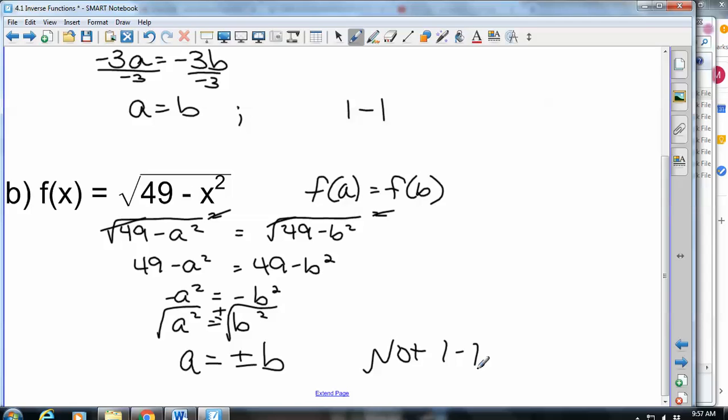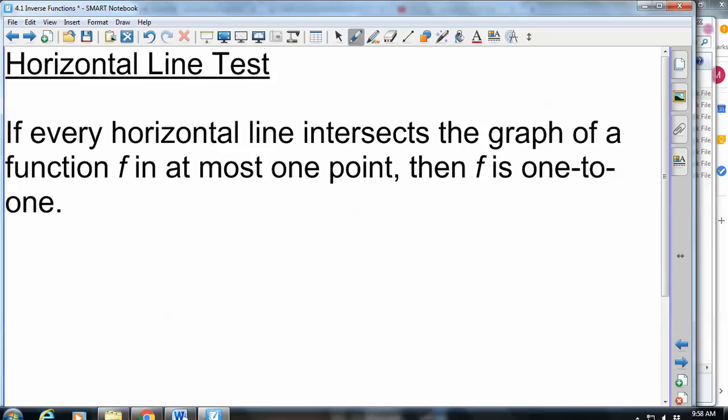We have an equation, but sometimes we just are looking at a graph. We know if it's a function, x doesn't repeat. So in terms of the graph, that means it passes the vertical line test. 1 to 1 means y doesn't repeat. So what do you think we would look at on the graph? Horizontal test. If every horizontal line intersects the graph in at most one point, that means it's 1 to 1.